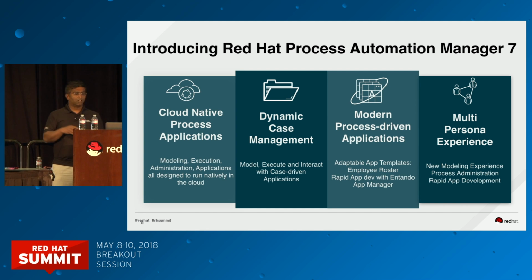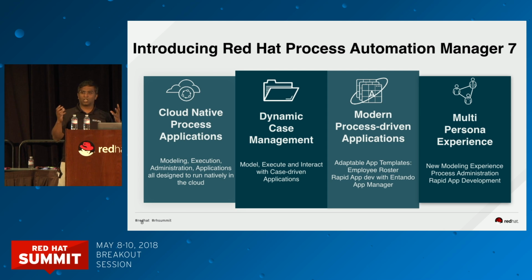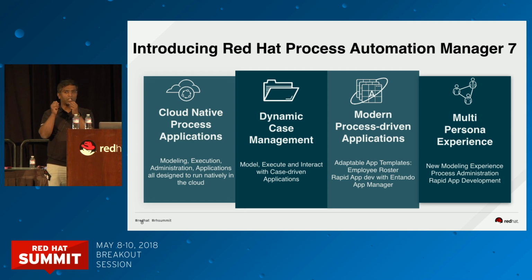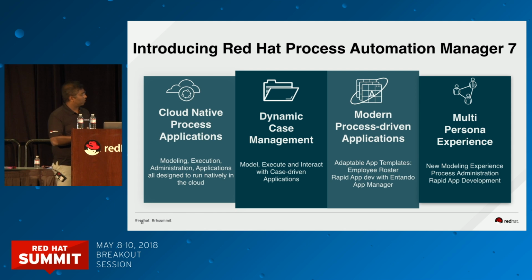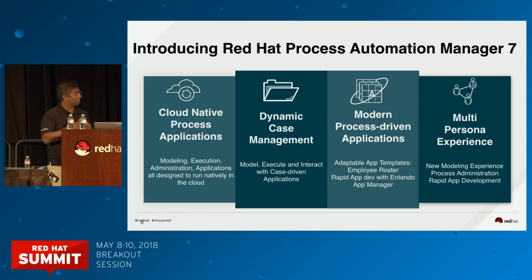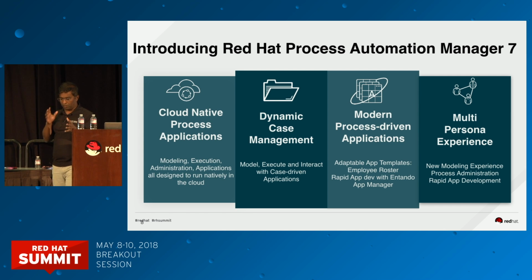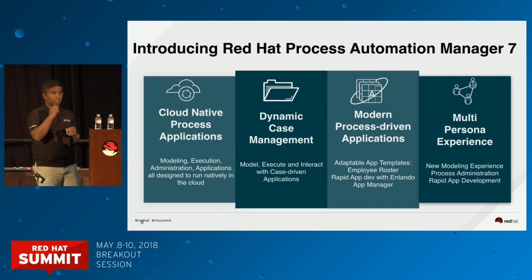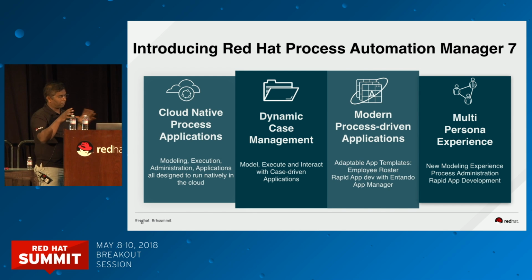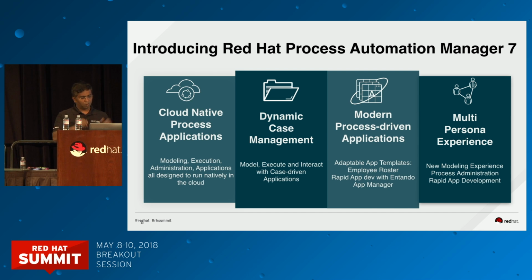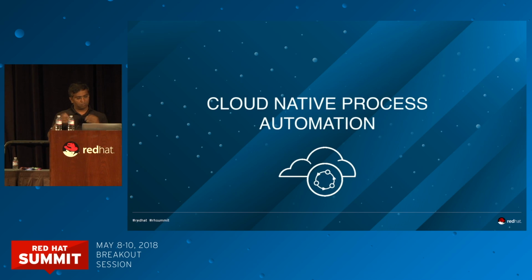And the third one is the modern process-driven applications. Ultimately, you want to provide your end users a solution for them to solve their business problems. So we're trying to bring all those things together and make it really easy for the line of business to be able to visualize a solution. And the last one is the multi-persona experience. There are a lot of different people involved in the business operations. Everybody has their different needs. So we are bringing a good experience for each of those different entities in the organization. I'm going to quickly walk through what each one of these means.